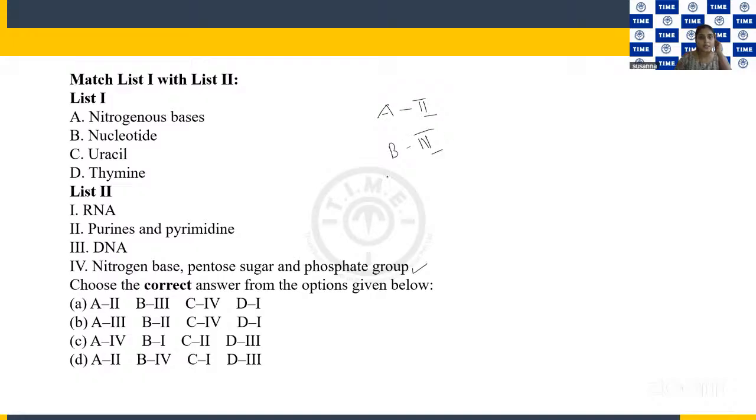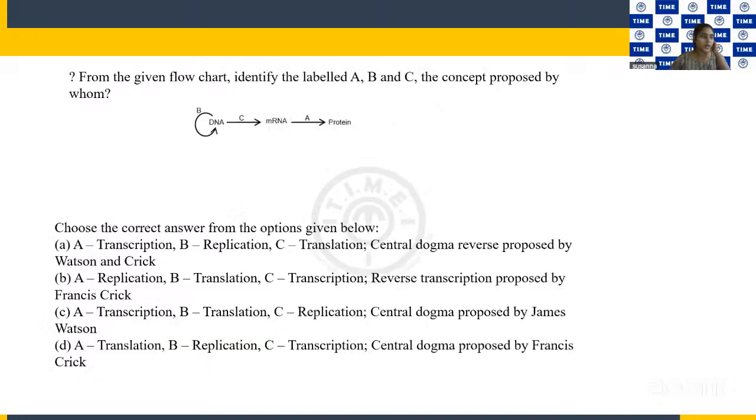Then uracil you can see in RNA. So C is 1. Then thymine you can see in DNA. So D is 3. So A2, B4, C1 and D3. So that is the fourth option, D option. So this is the correct answer. Okay. So we have the next question coming in. From the given flowchart, identify the labeled A, B, and C, the concept proposed by whom.